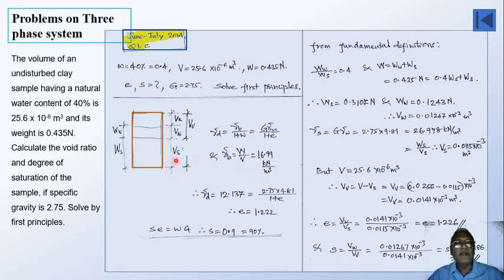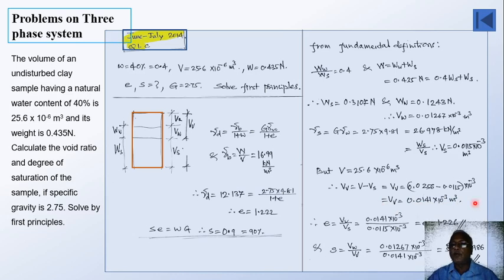So volume of solids I have, total volume I have. Can I calculate volume of voids? Yes, it is simple. Volume of voids is total volume minus volume of solids. So this now is equal to 0.0256 minus 0.0115 into 10 raised to minus 3. So from here it is clear that volume of voids is 0.0141 into 10 raised to minus 3 meter cube. This is volume of voids.